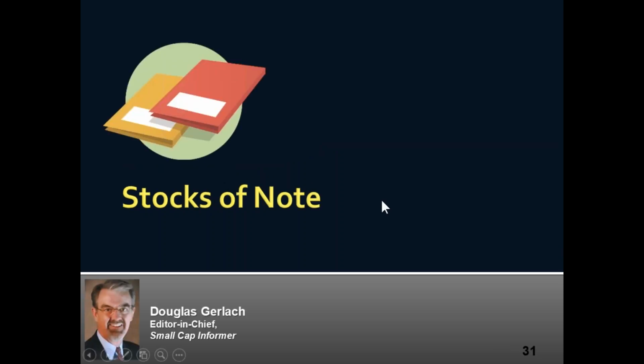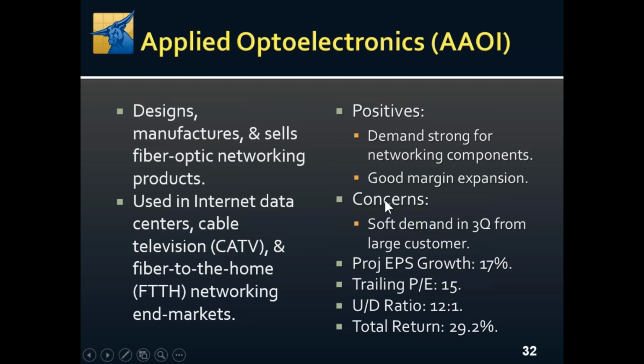I did want to just talk a couple of minutes about some of the stocks. Our August issue is coming out later today, in fact, with a couple of recommendations, but I wanted to call out some of the stocks that have had a lot of action of late, or I think are very interesting. One is Applied Optoelectronics, ticker is AAOI. This is a fiber optic networking product maker. These are products that are used in internet data centers, cable television, fiber to the home, networking end markets.